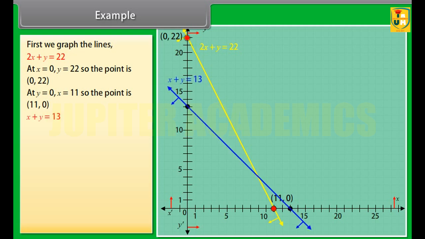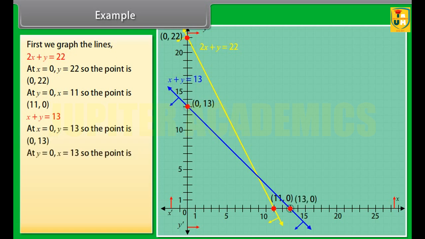X plus y is equal to 13. At x is equal to 0, y is equal to 13. So, the point is 0, 13. At y is equal to 0, x is equal to 13. So, the point is 13, 0.